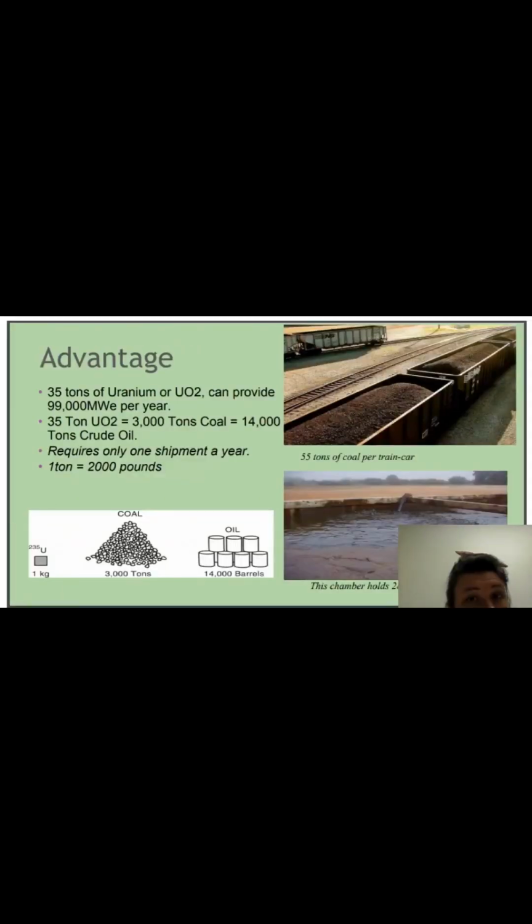There is an advantage to using uranium, and that is the amount of energy that I get out of uranium is extensive. 35 tons of uranium, and I use 35 tons because that's the average uranium reactor core is loaded with about 35 tons of uranium. Hence, when I'm using that, it can produce 90,000 megawatts per year.